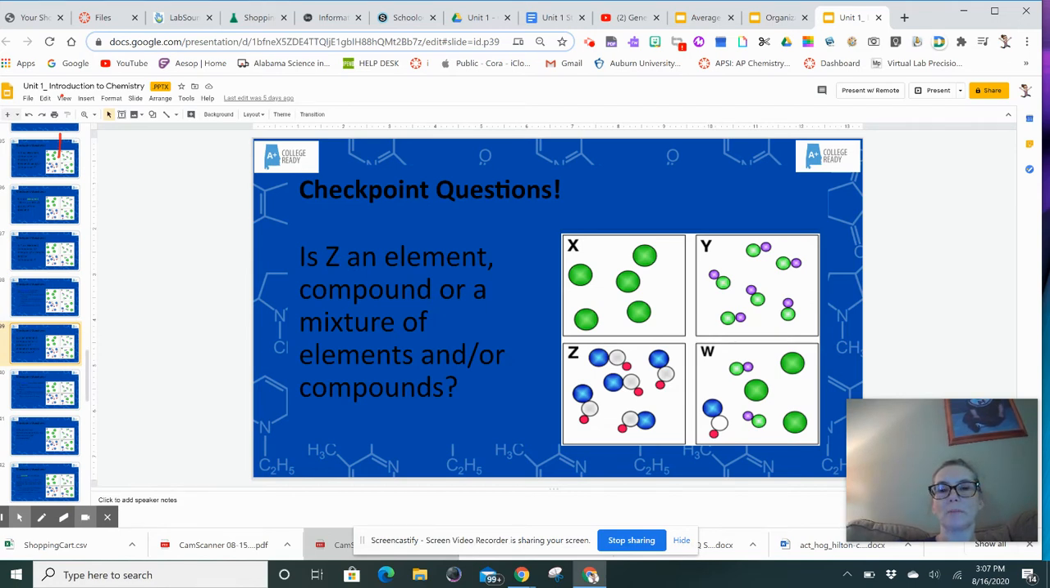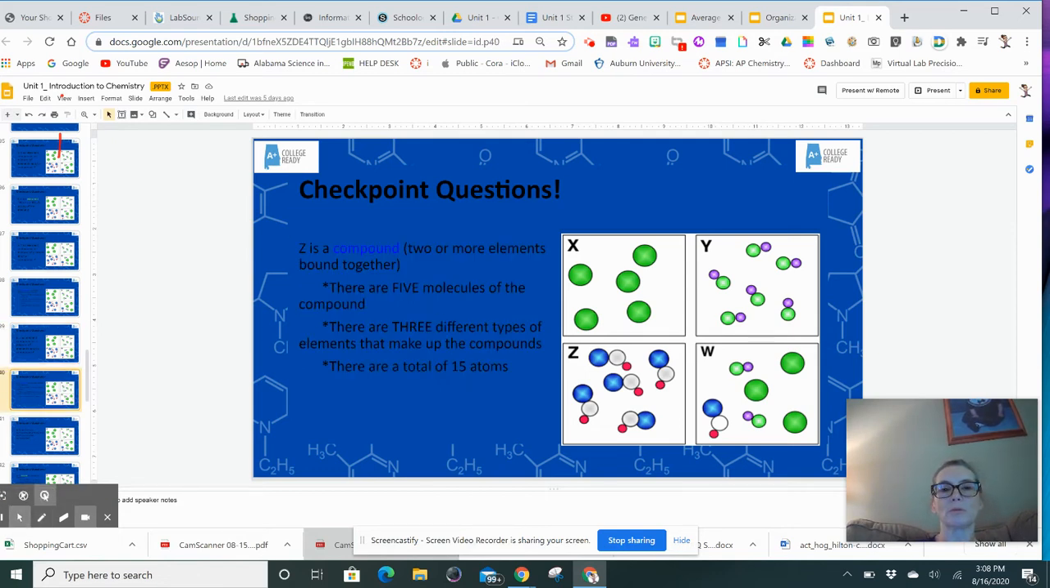Is Z an element, a compound, or a mixture of elements and compounds? Okay, so Z, the red, white, and blue are all stuck together. So that is going to be, what is that going to be? Very interesting. I'm going to say that Z is a compound. Yes, Z is a compound because the blue, the white, and the red are all stuck together. There are 5 of these, 3 different ones, a total of 15 atoms.